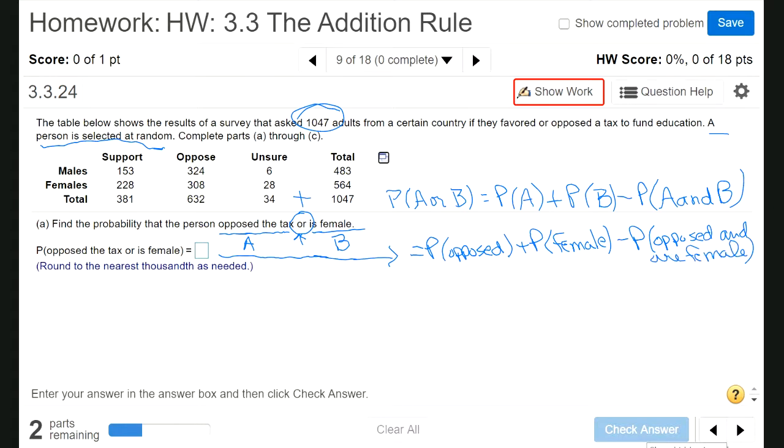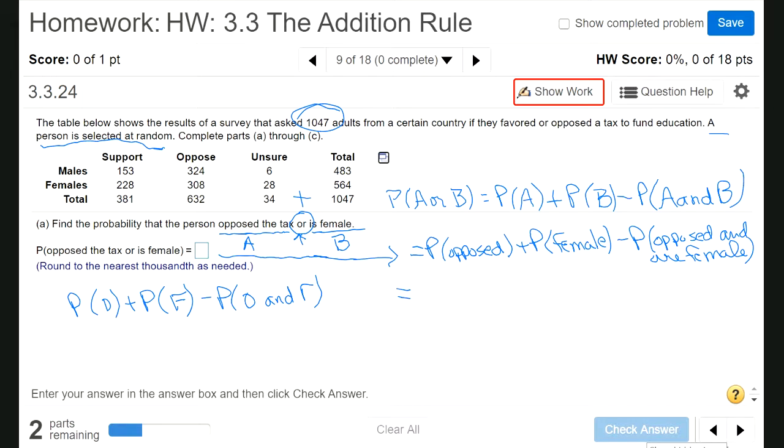Now, if you want to come up with symbols for stuff like this, that's a pretty good idea. Maybe call opposed O or P for opposed, and female F. Then you don't have to write so many words. So I call this the probability that it's opposed plus the probability that they're female minus the probability they're opposed and female. Now let's see how we get these numbers off of a chart like this.